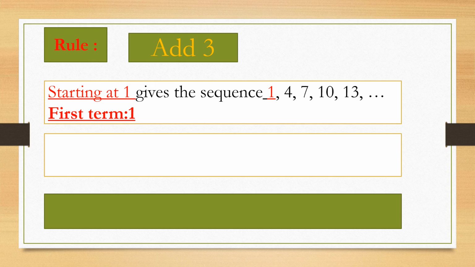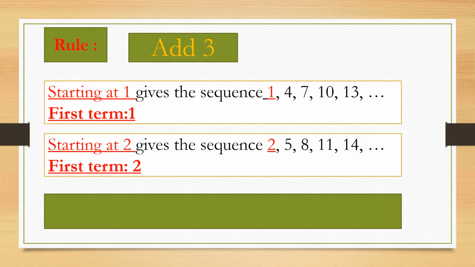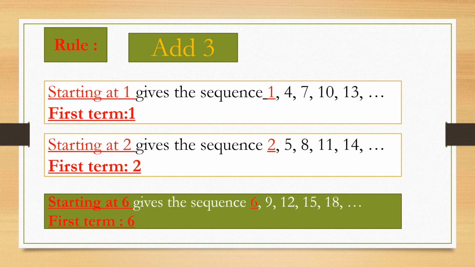If the starting number is 2, this means that you have to start by 2. The first term is 2, and then you add 3 to 2: 2, 5, 8, 11, 14. If it's starting at 6, the first term is 6, and then you add 3 to it: 6, 9, 12, 15, and so on.